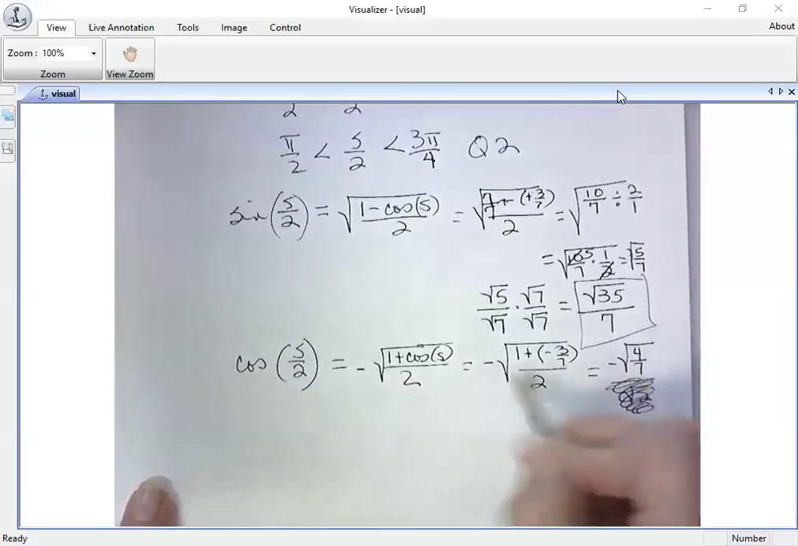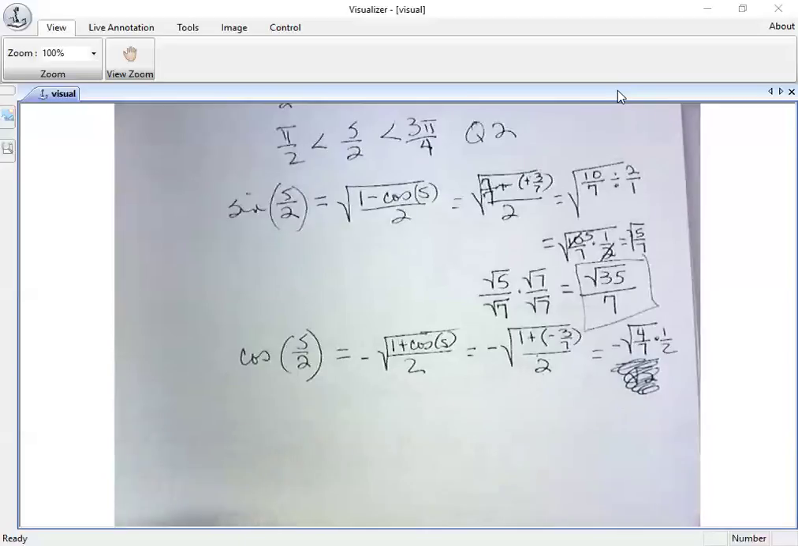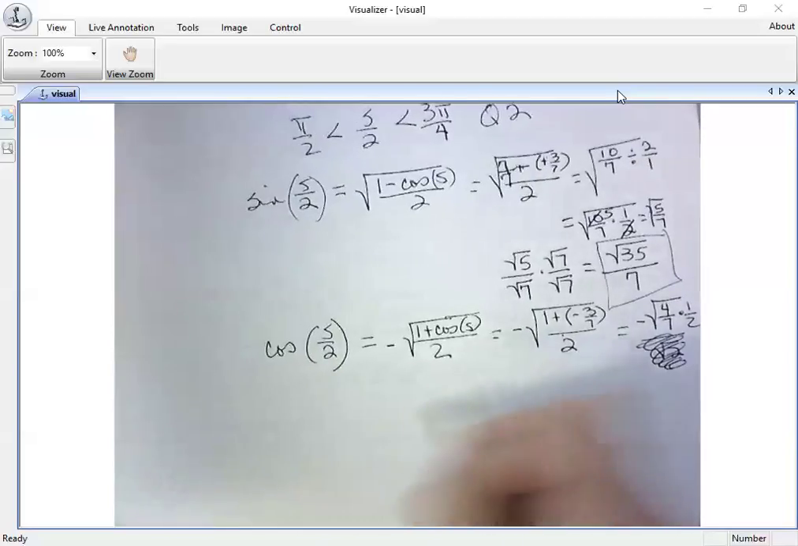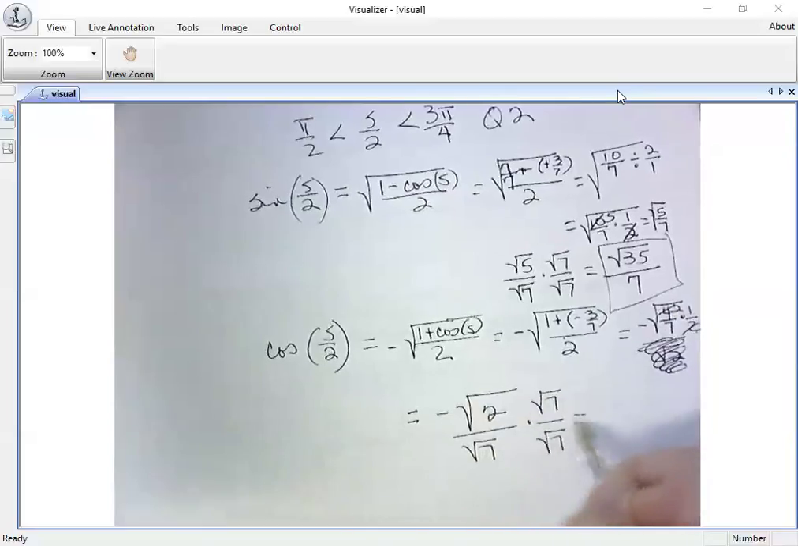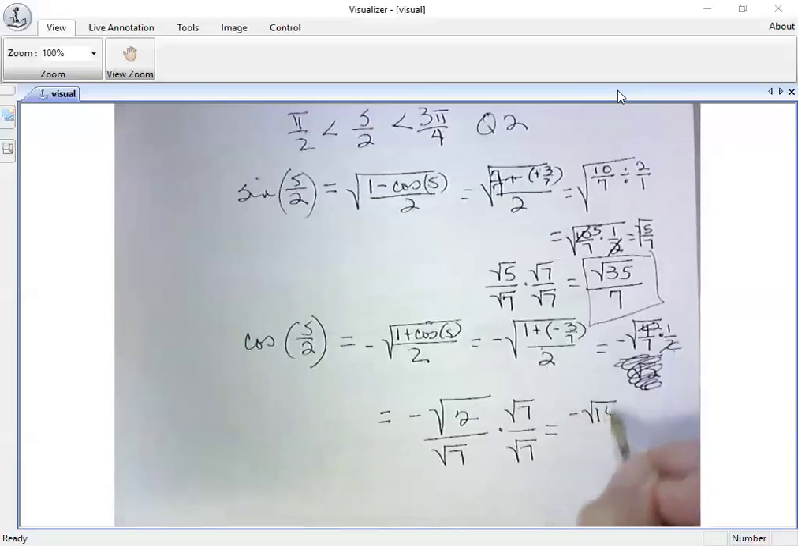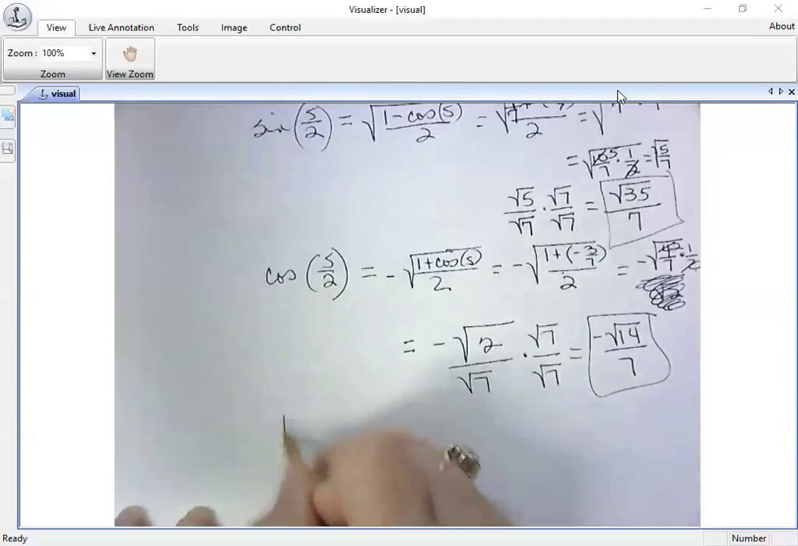We've got this, and instead of dividing by 2, can we think of it as multiplying by 1/2? Let's do it that way, okay? And that gave us a negative square root of, this ends up turning into, 2 goes into 4 2 times, right? Over square root of 7. So if you multiplied top and bottom by square root of 7, you got a negative square root of 14 over 7. Good job.